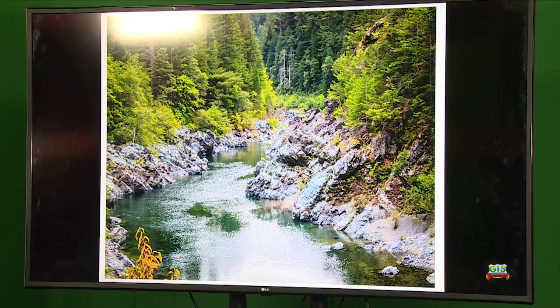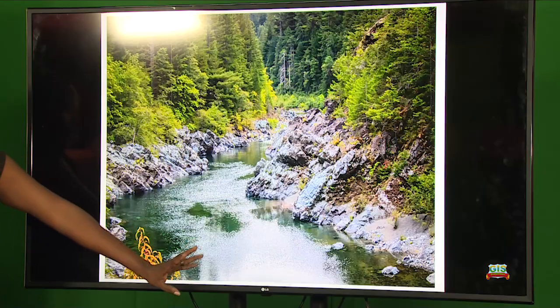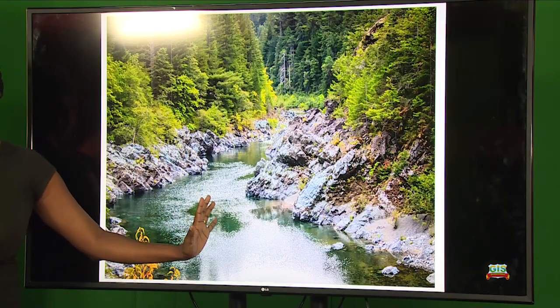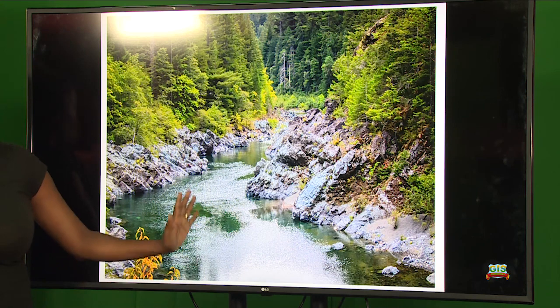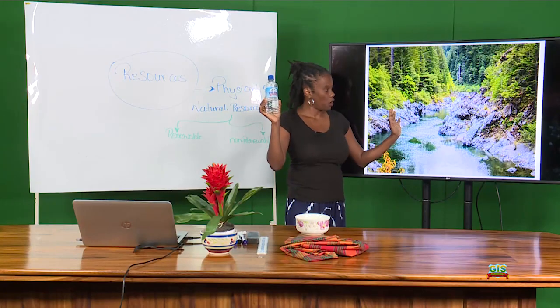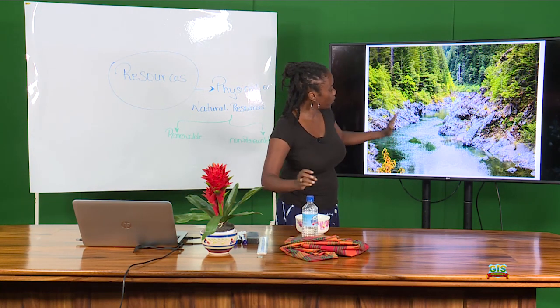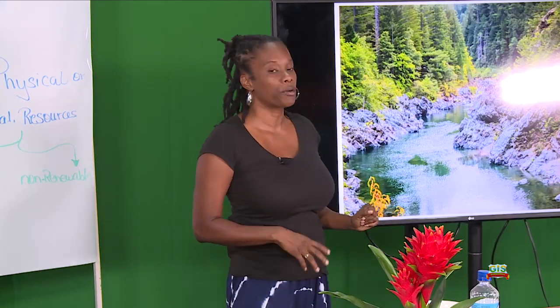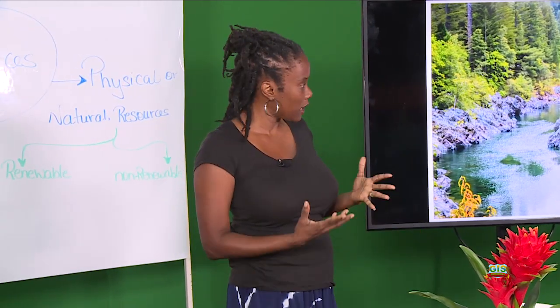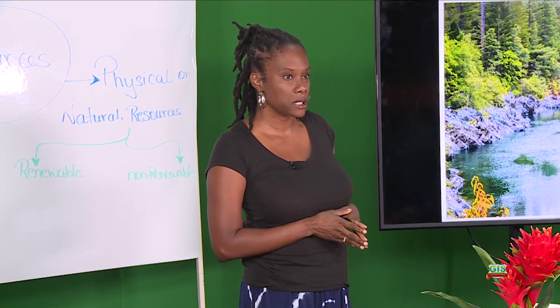All right, so let's just look at some examples. This is an example of a river, which is water, provides us with water. And you know we have many uses for our water, all right? And essential for our life. So we get water from our rivers. And our rivers, that's part of our natural or physical resources.